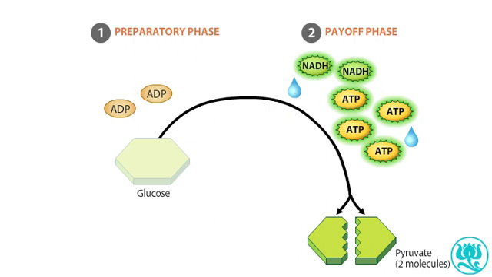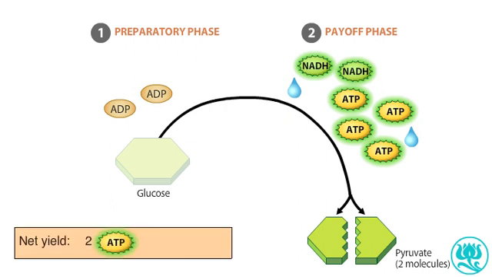Glycolysis results in the production of 2 NADH and 4 ATP molecules. However, 2 ATP molecules were originally invested, represented by the 2 remaining ADP molecules. So glycolysis nets 2 ATP and 2 NADH molecules per molecule of glucose. However, much more energy still remains in the pyruvate molecules. Cells get much more energy bang for their food buck if they now perform the citric acid cycle and the electron transport chain.